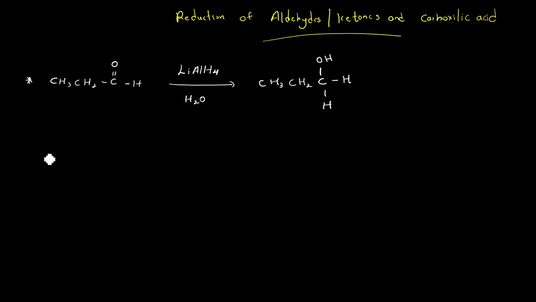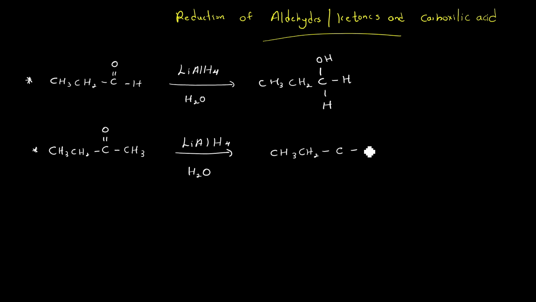And let's take ketones. Let's take something like CH3CH2C double bond O CH3. This is our ketone. Now when you add lithium aluminum hydride and water, you will have the product like this. The hydrogen is being added, and here you have the OH.